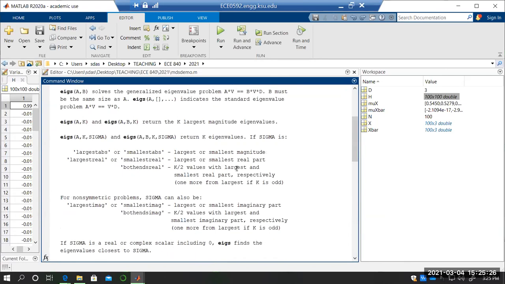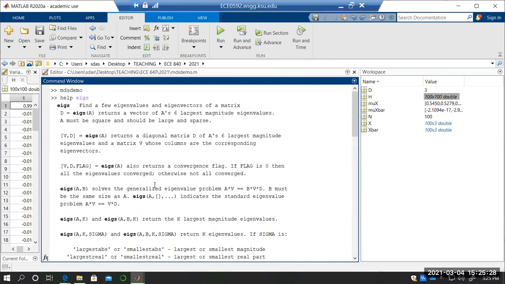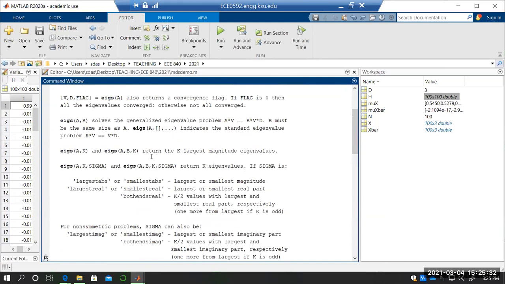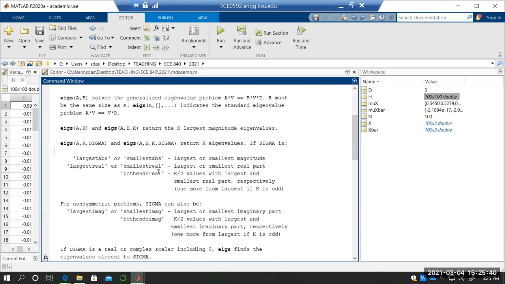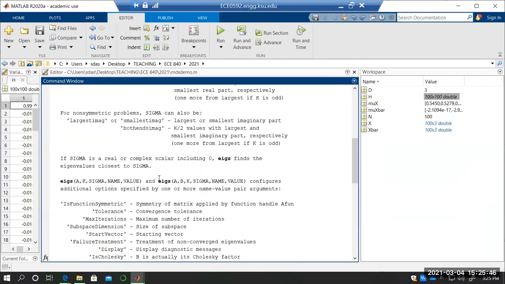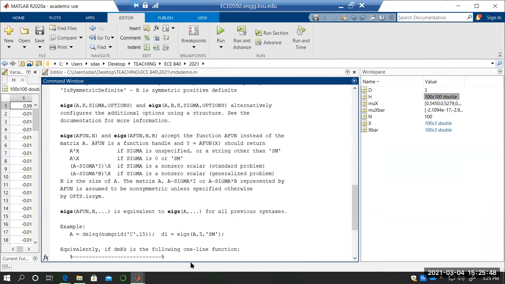AK, so A largest, K largest eigenvalue. So I want all the eigenvalues. And then let's just do this.